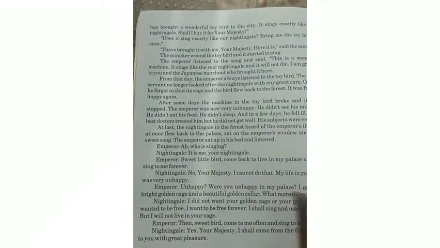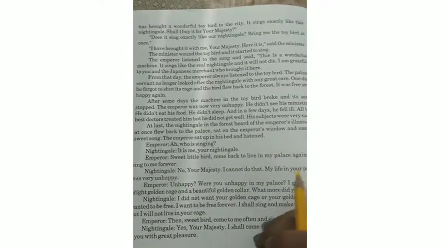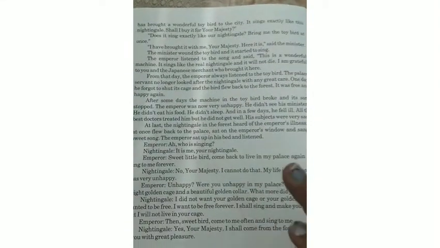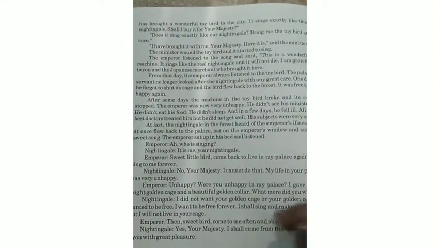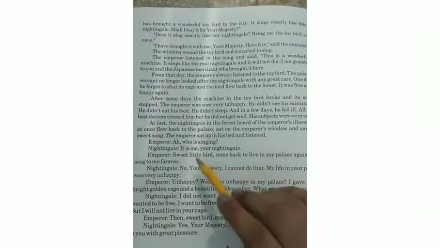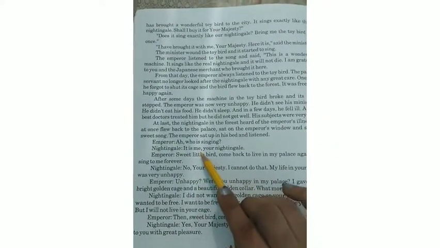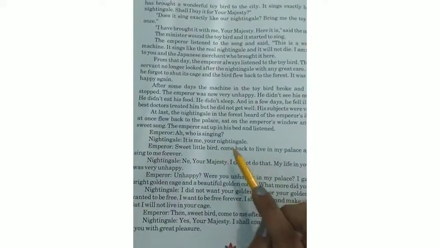Now, what happened? The nightingale also got the news that his king is not well. So, what happened? She came back to the palace and she sat on the window and started singing. The emperor was on the bed only. When he heard the song, he got up and asked, who is singing? Nightingale: It is me, your nightingale.